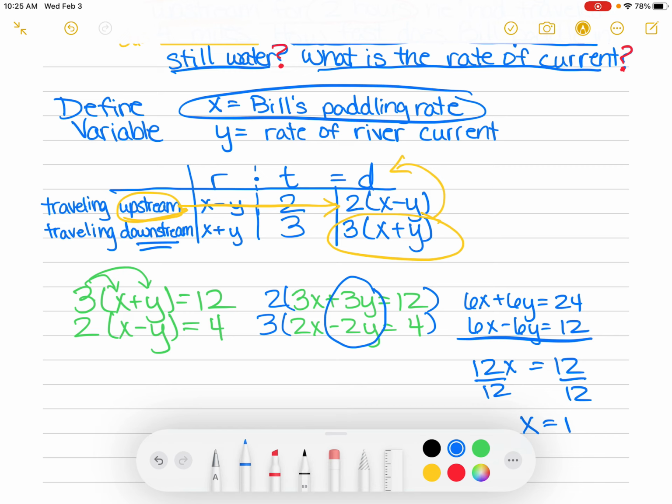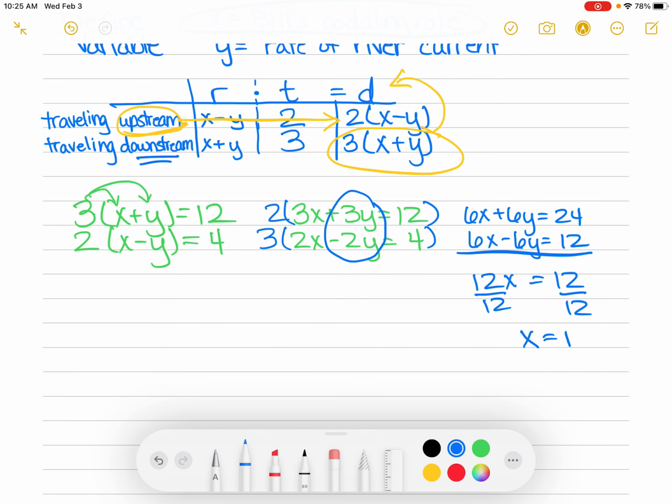So right now I know that, wait, did I do that right? I know that the x is 1. Okay, so I'm just going to double check here that I did this correctly.